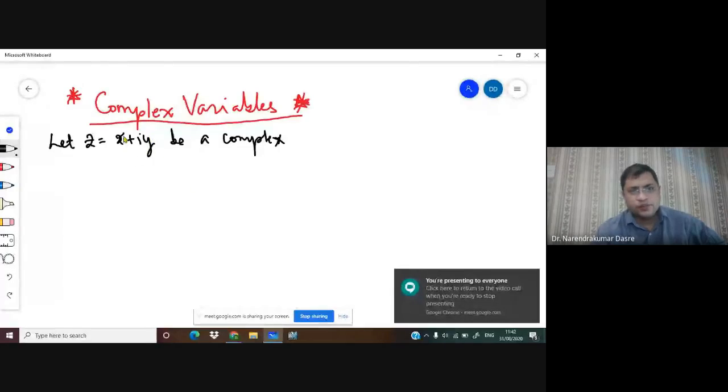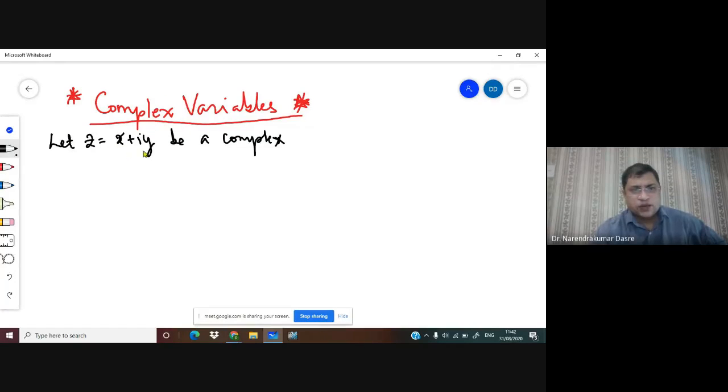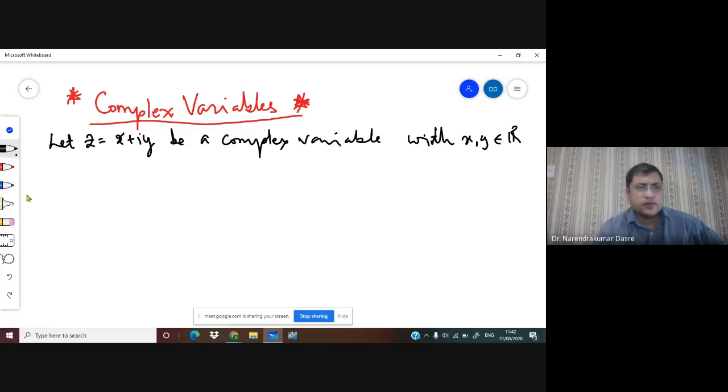Okay, so we'll see the complex variables. So let z is equal to x plus iy be a complex variable. So here we used to consider this as a number. Now we'll consider this as a variable. So be a complex variable with x and y real variables.